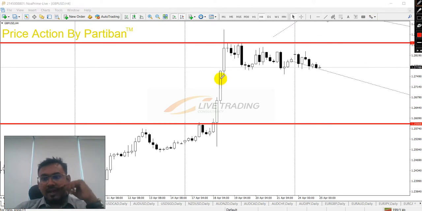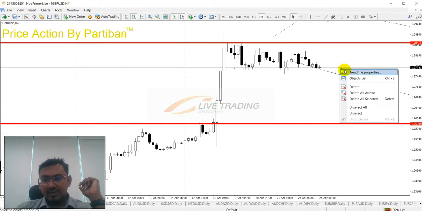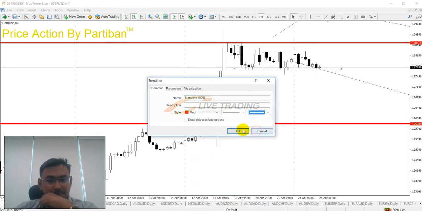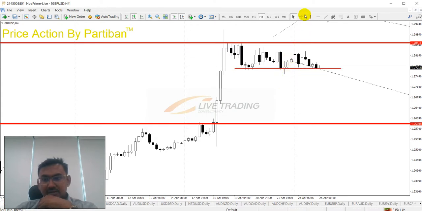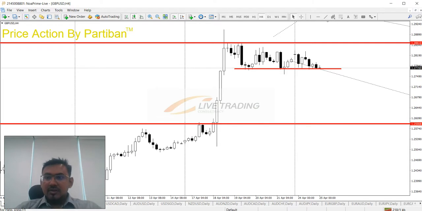What's happening over here in H4? A lot of sellers. You see the candle bar is longer. A lot of sellers are entering the market. But what's happening over here is the buyers defending this area. The buyers defending this price, and this is 1.2772 level.